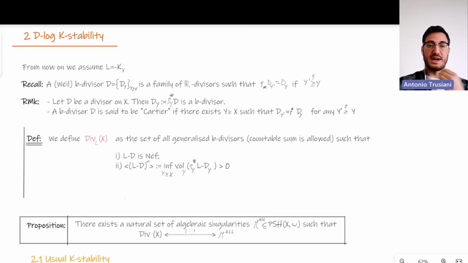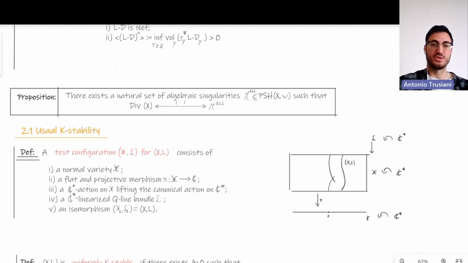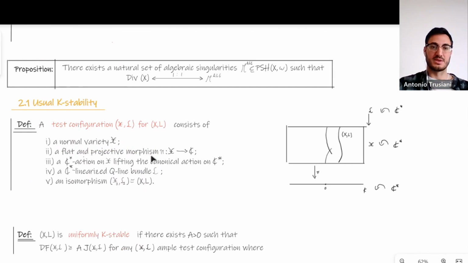Okay. So now we can define a K-stability notion when we consider also this divisor D that is in this space. Let me first recall for some of you the usual notion of K-stability. K-stability is determined by some positivity of a weight called the Donaldson-Futaki invariant with respect to a set of test configurations that is given in the following way.